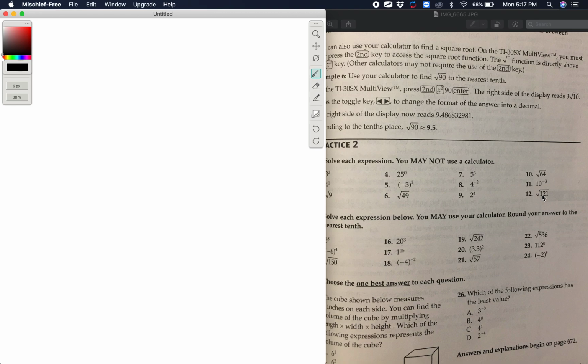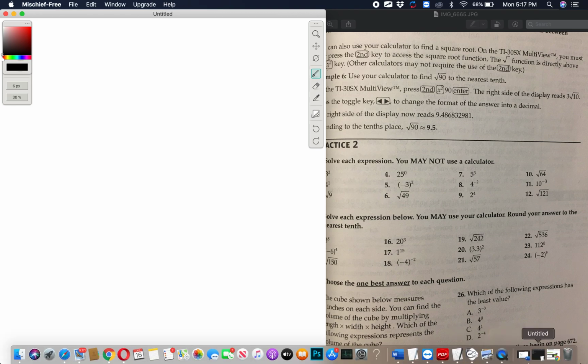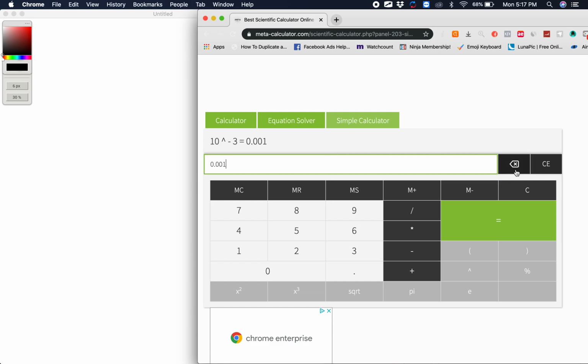Then we have here the square root of 121. We know that 11 times 11 is 121, so the square root of 121 is 11. Okay, so square root 1, 2, 1, close the parentheses, equals 11.